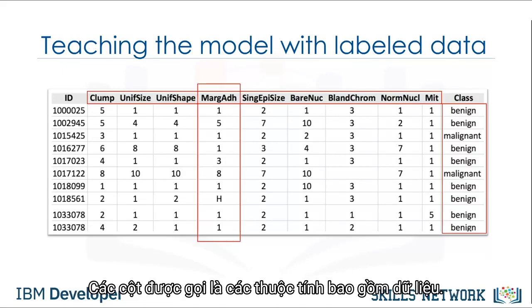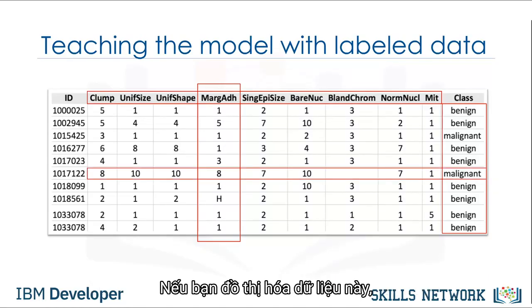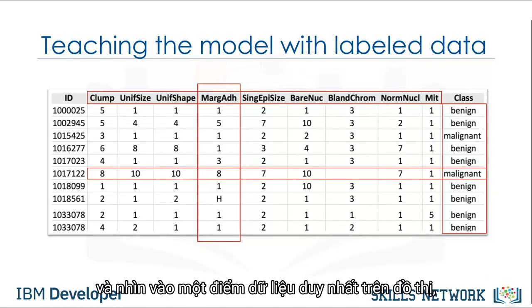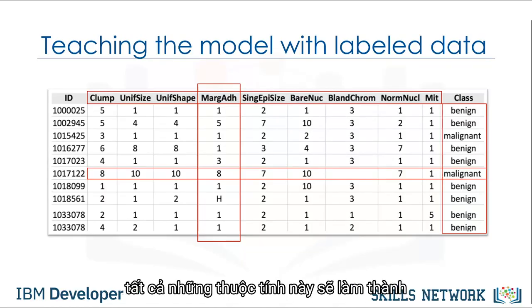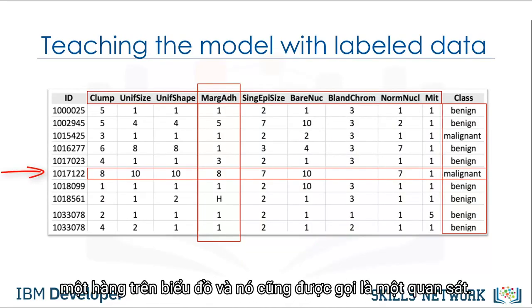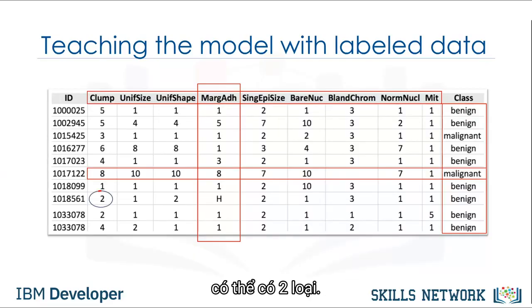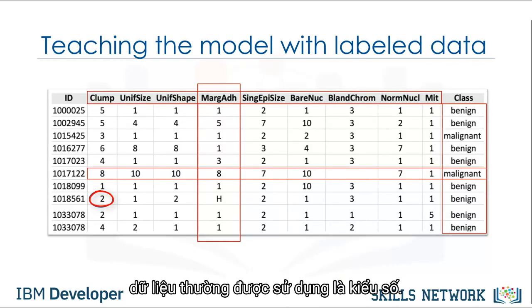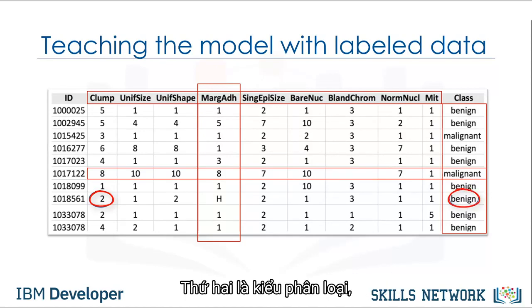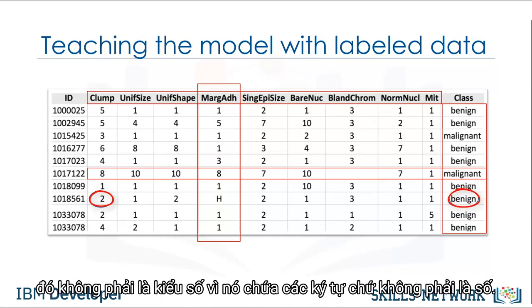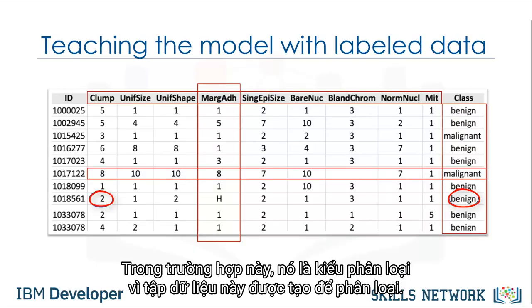The columns are called features, which include the data. If you plot this data and look at a single data point on a plot, it'll have all of these attributes. That would make a row on this chart, also referred to as an observation. Looking directly at the value of the data, you can have two kinds. The first is numerical. When dealing with machine learning, the most commonly used data is numeric. The second is categorical. That is, it's non-numeric because it contains characters rather than numbers. In this case, it's categorical because this dataset is made for classification.